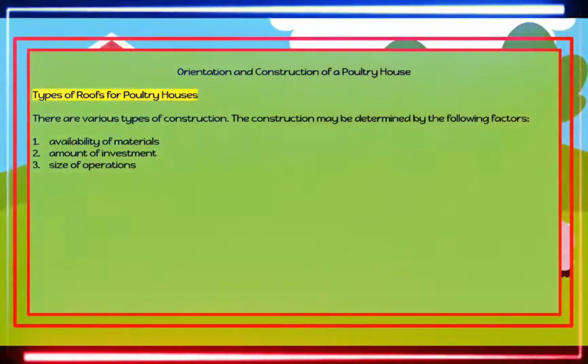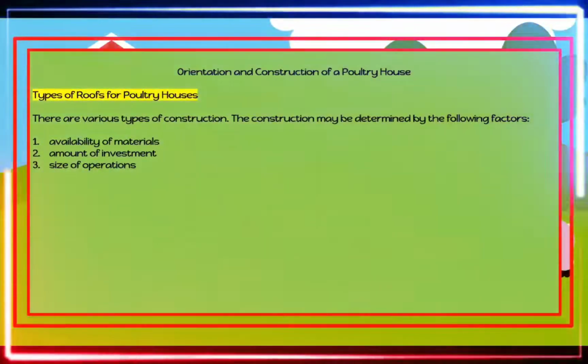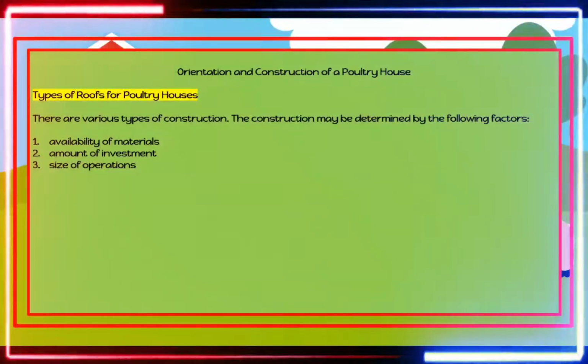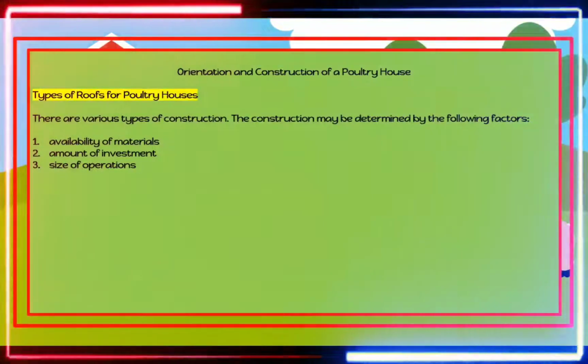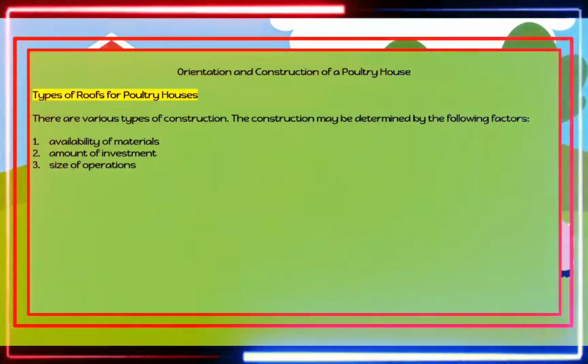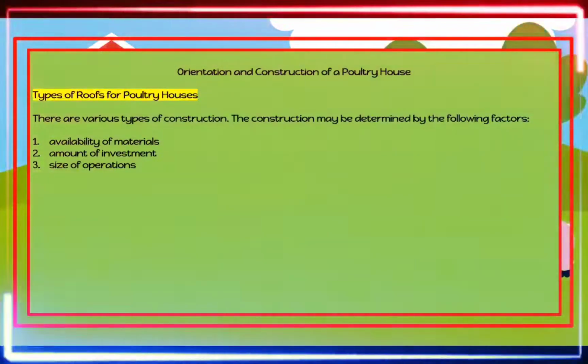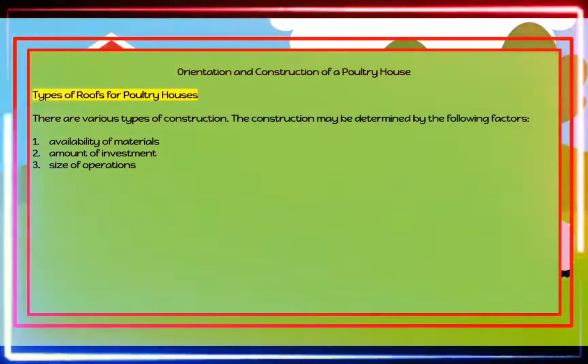The house should be built in a way that is penetrated by sunshine, which will keep the poultry house dry. A good poultry house can be made out of bamboo as sidings, pieces of wood for posts and rafters, with either nipa or kogon for roofing. These materials provide convenience and comfort to the birds, and expenses for housing can be minimized. We have types of roofs for poultry houses, which are determined by the following factors. Number 1, availability of materials. 2, amount of investment. And 3, size of operations.